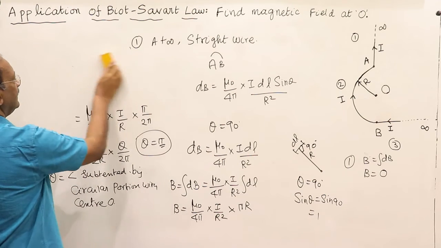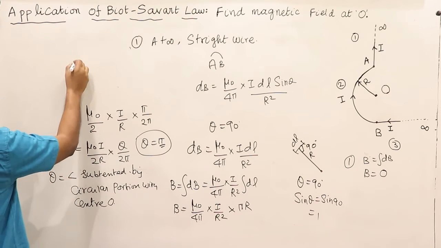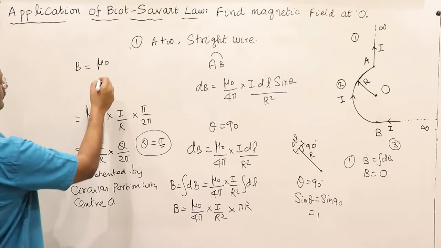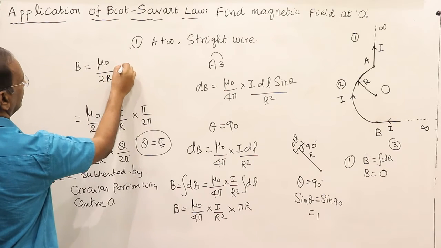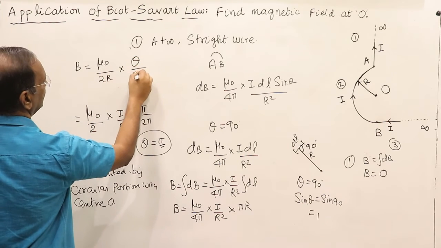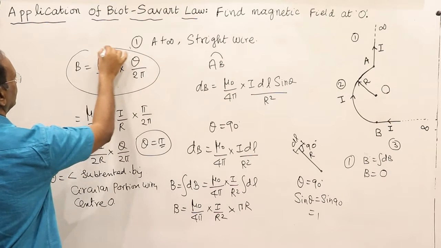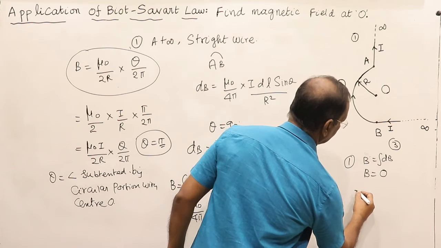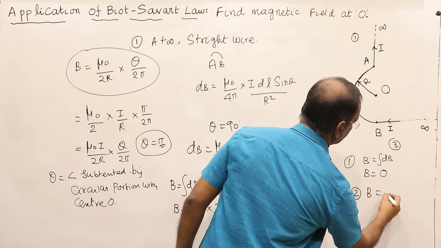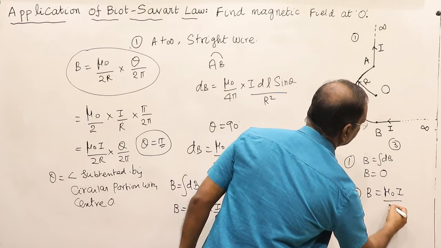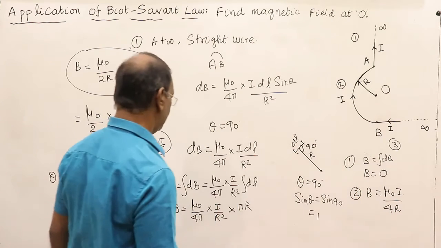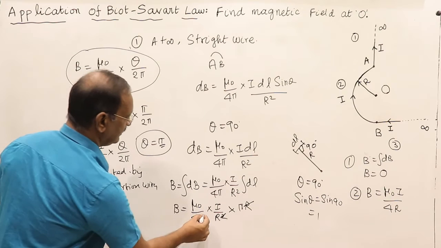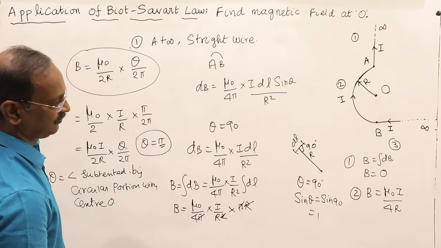If we see any circular portion, we can write the magnetic field expression as mu naught by 2r, which is standard, into the angle subtended divided by 2 pi. This we have already discussed, I am just reminding. So this is the equation. For the second one, B is equal to mu naught I divided by 4r, because this and this get cancelled, mu naught I by 4r.